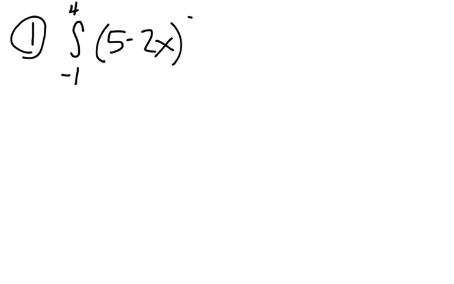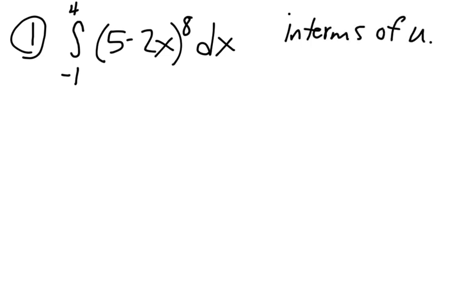So the first example that I want to do with you is the integral from -1 to 4 of (5 minus 2x) to the 8th power dx. Now this problem is an example of one where it's going to tell you not to actually evaluate the integral, just to express the integral in terms of u. You're not going to have very many like that in your homework, but it is kind of like doing the beginning steps of this problem.